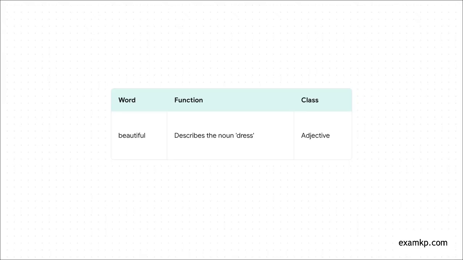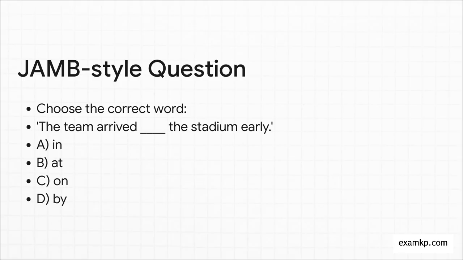The correct answer is C, adjective. And why is that? Well, because the word beautiful is telling us more about the noun, which is dress. What kind of dress was it? A beautiful one. A really common mistake here is to choose adverb, but remember, adverbs modify actions, not things.